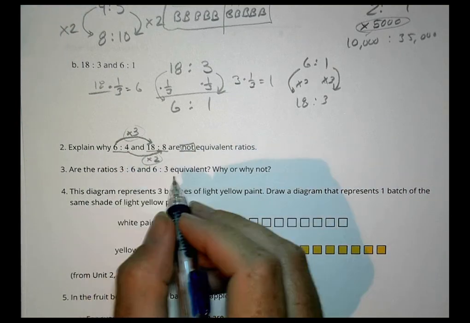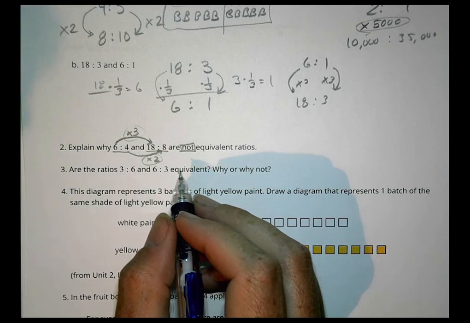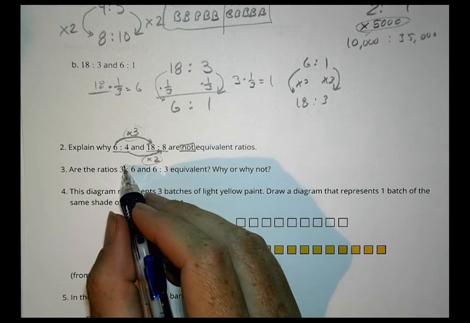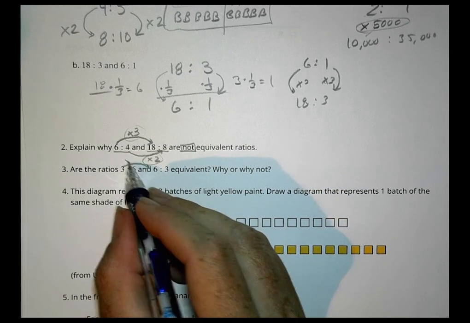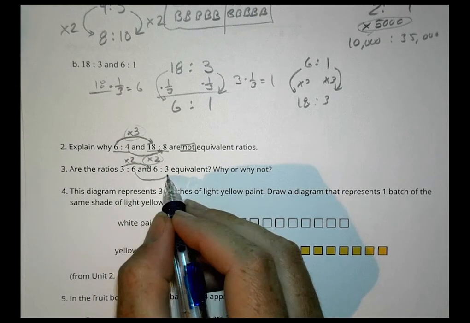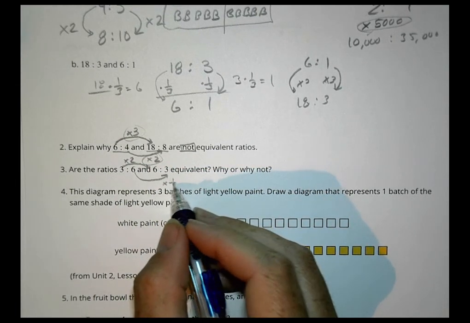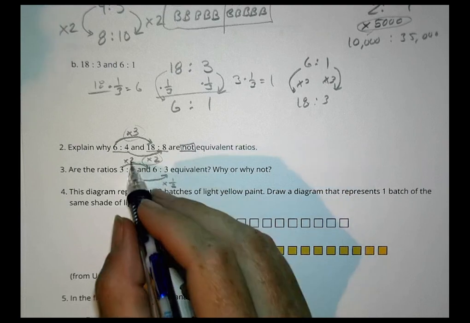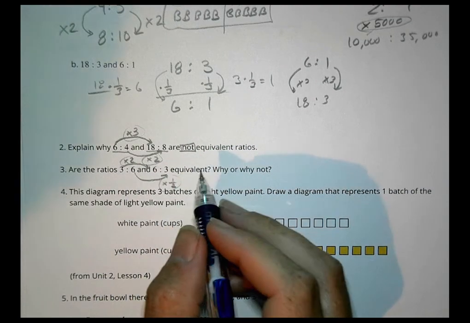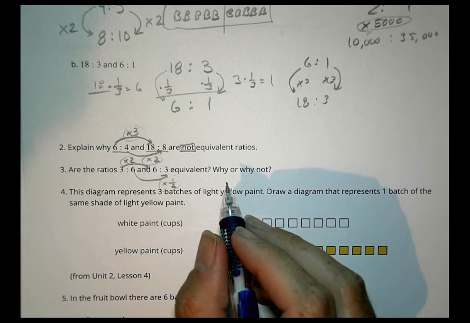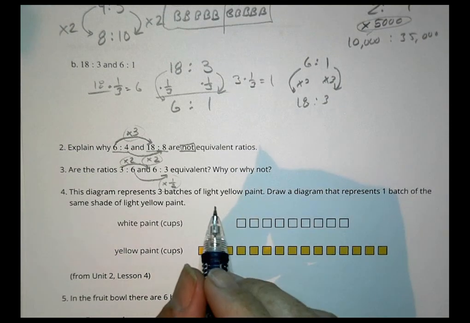Are the ratios 3 to 6 and 6 to 3 equivalent? No, and the reason is 3 to 6 is times 2, 6 to 3 is multiplying by a half. Those are not the same again. 2 and a half, while they're reciprocals, are not the same, therefore they are not going to be equivalent ratios.